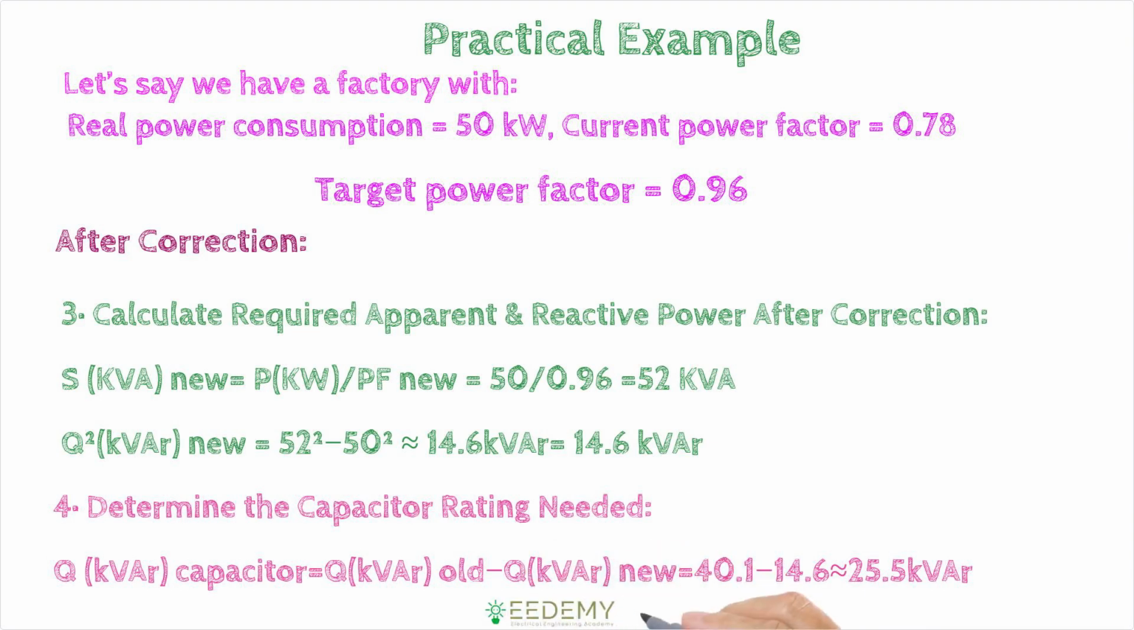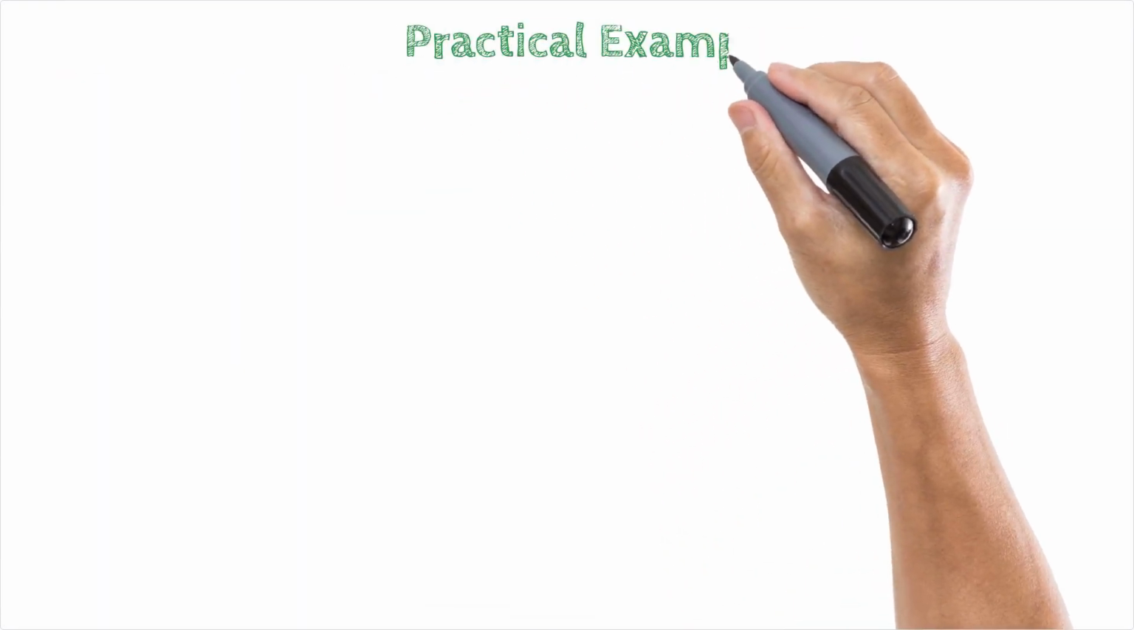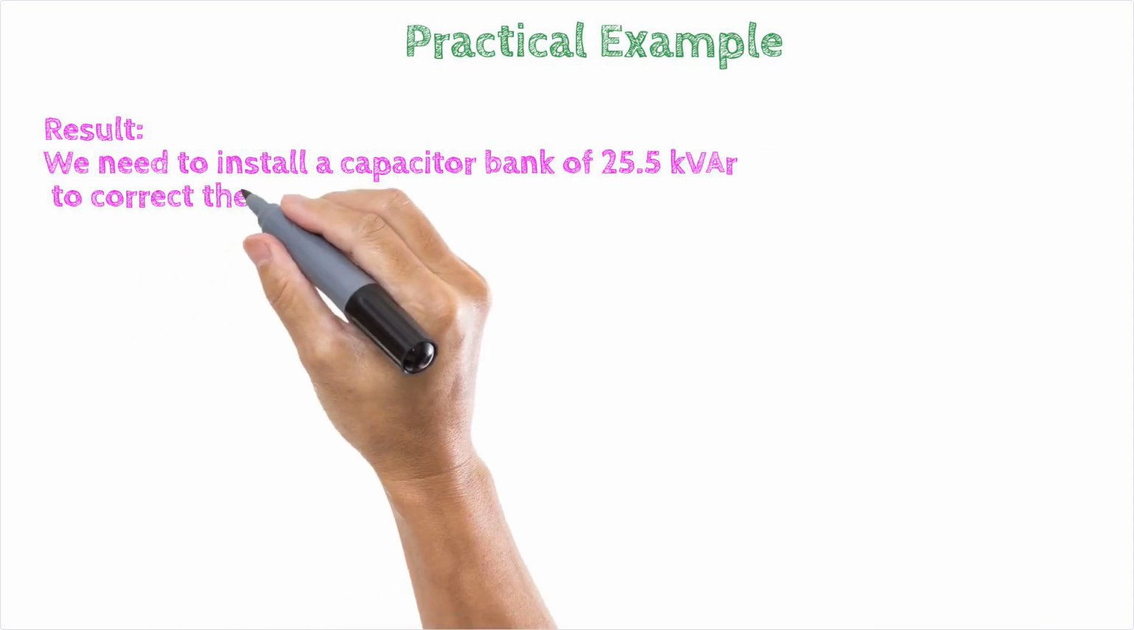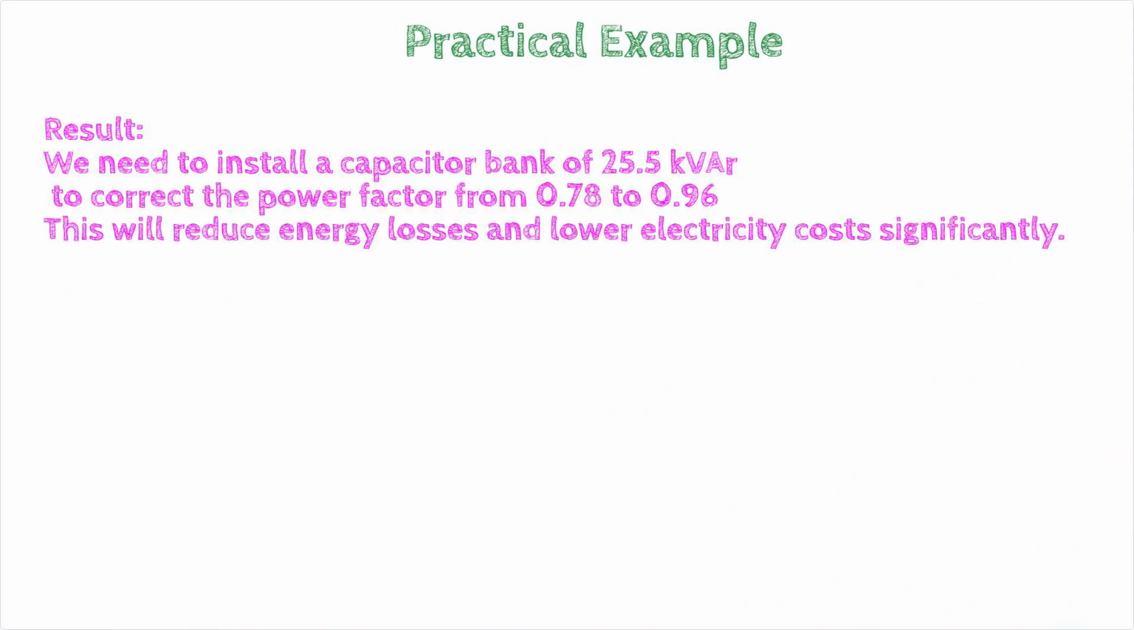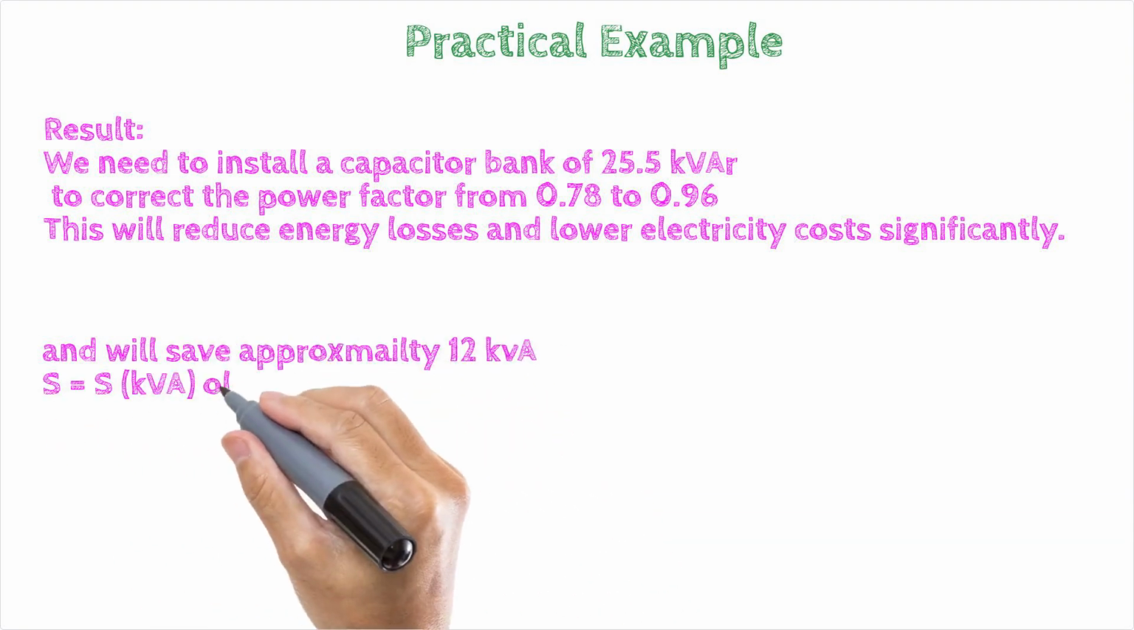Result, to improve the power factor from 0.78 to 0.96, we need to install a capacitor bank rated at 25.5 kilovolt amperes reactive. This will reduce energy losses, lower electricity costs, and improve system efficiency.